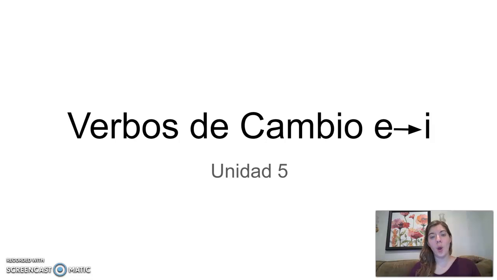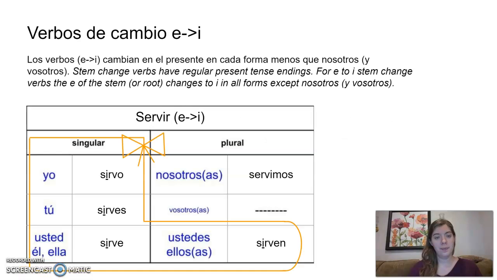Hola clase, hoy hablamos de los verbos de cambio, E a I. Today we'll talk about stem change verbs with the E changing to an I. Aquí tenemos las reglas, son las mismas que los otros verbos de cambio. No hay ninguna diferencia. There's nothing different about the E to I stem change from the other stem changes that we've been working on. It's all the same.